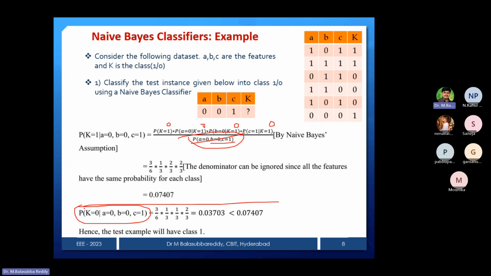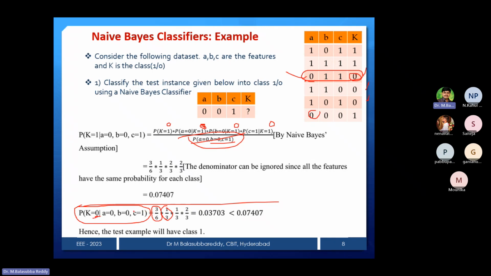Now K is 0. How many K zeros? 1, 2, 3 out of 6, so therefore 3 by 6 I wrote. Another one, A is 0 but K is 0. The second formula you can write like this: A is 0, K is 0. So A is 0 with K is 0, and A is 0 with K is 1. Only 1 is there with K is 0. That means 1 by 3. Total K 0 cases are 3 cases.